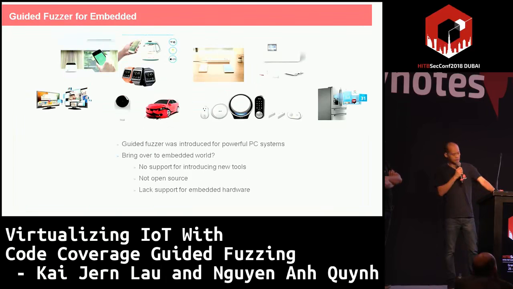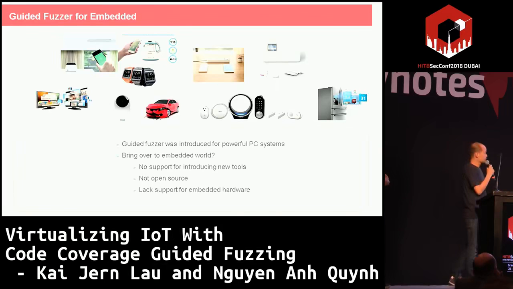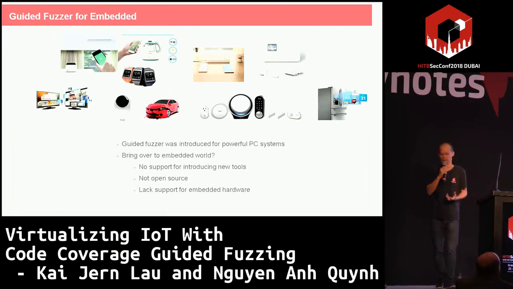Okay, so the idea is that guided fuzzers work very well for powerful systems like PCs, right? So now, if you want to build a guided fuzzer to find bugs in a much less powerful system like an embedded system, how can we do that? In this research, we want to build our guided fuzzer for embedded systems, but it turns out that there are many issues.